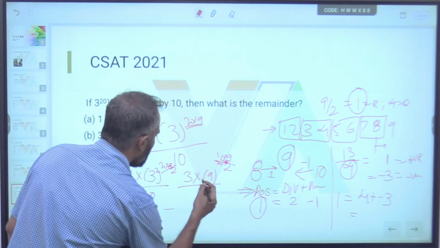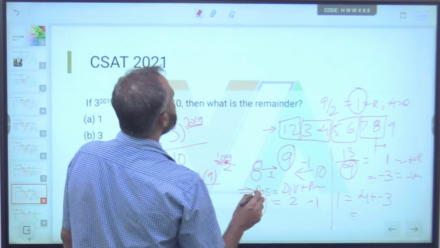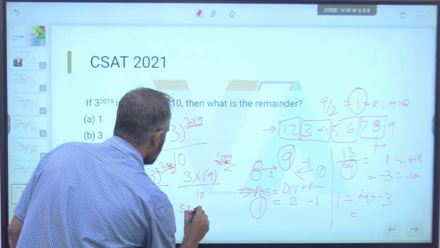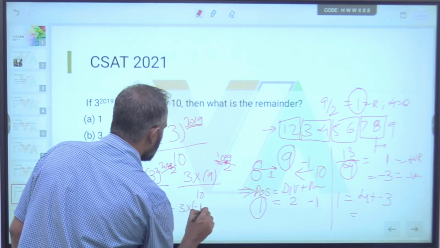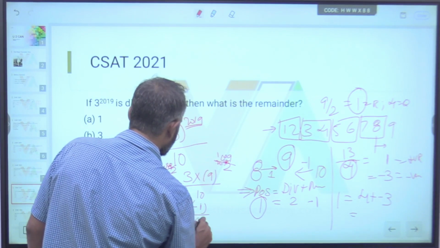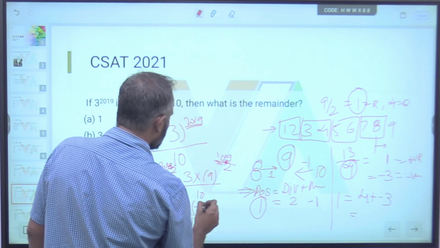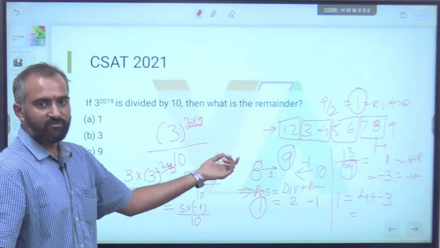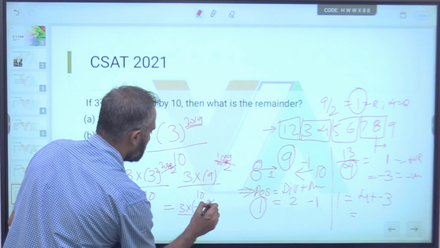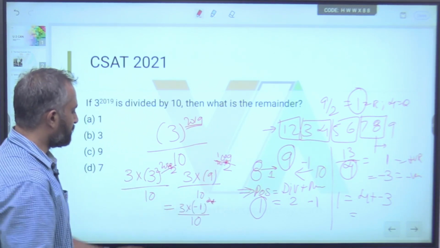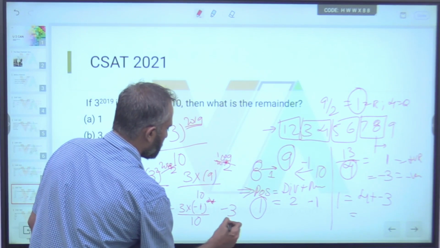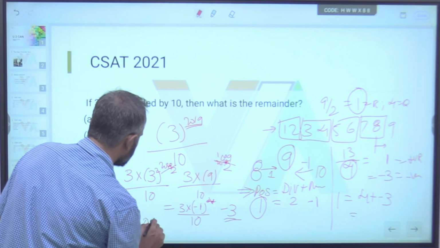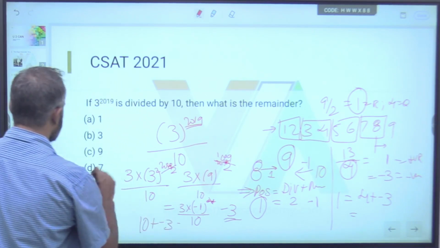So, how can you write this furthermore? Minus 1 by 10 into, since this is an odd number, because 2018 divided by 2 will give you an odd number. This will be minus 1. So, 3 into minus 1 is minus 3. So, minus 3 is the remainder. What is the positive remainder? 10 plus minus 3, which is 7.